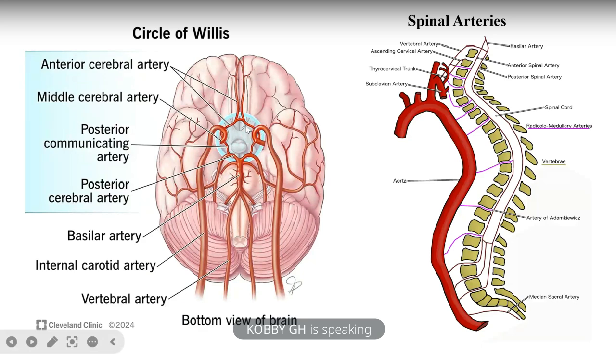So we have the anterior cerebral arteries and we have the posterior cerebral arteries. These are the posterior ones. And this is what forms the circle of Willis. So the circle of Willis is formed by the anterior cerebral artery, the internal carotid artery itself, and then the posterior cerebral artery, or the posterior communicating artery. That is what forms the circle of Willis. Is that okay?